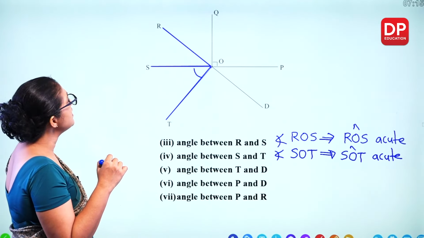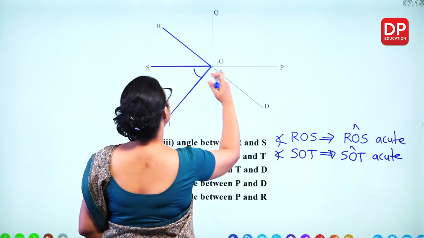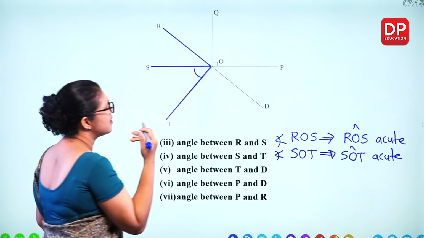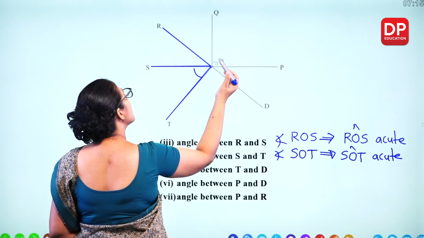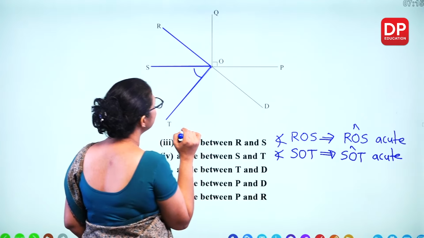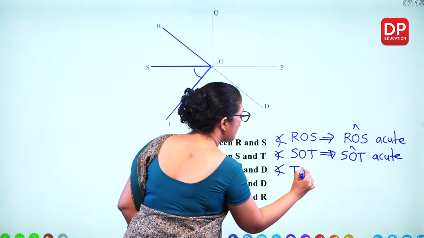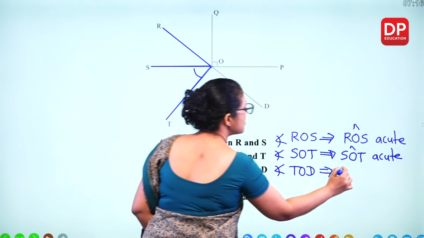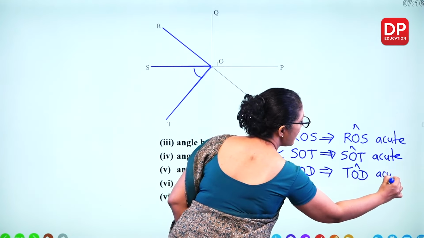Angle between T and D. T is here, D. That also seems like 90, but we are not sure, it's not marked like this. So we can say acute angle. Angle TOD, or I can write TOD with a hat here. That's also, we can say, acute.